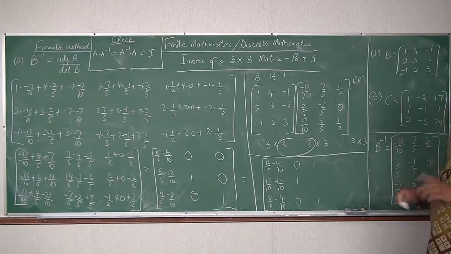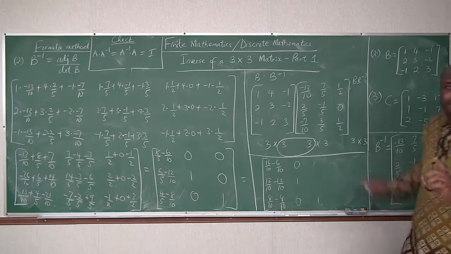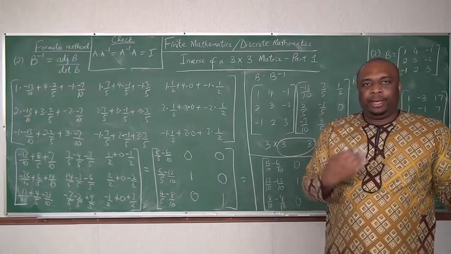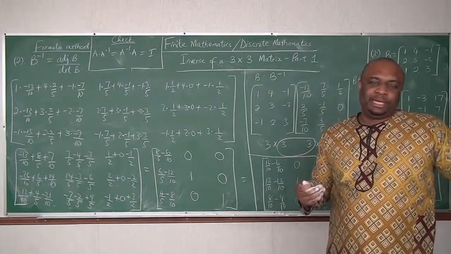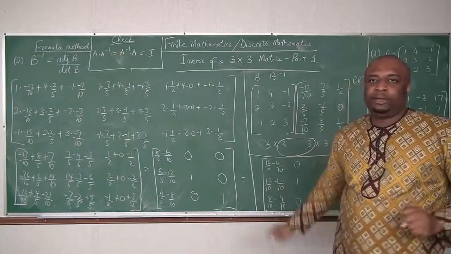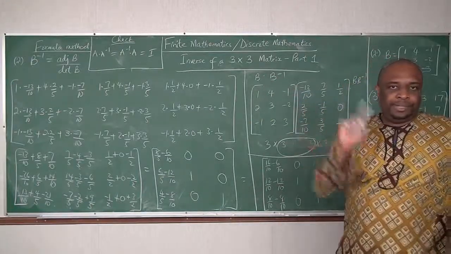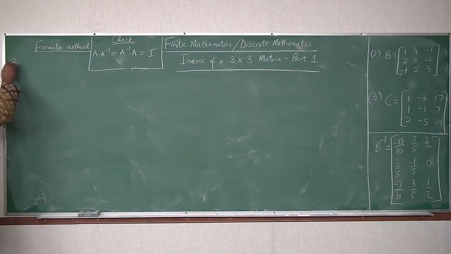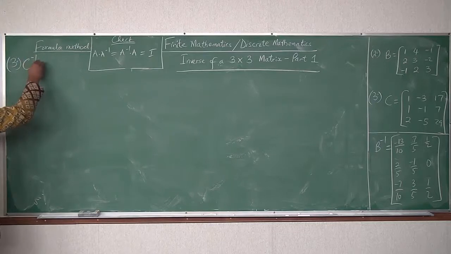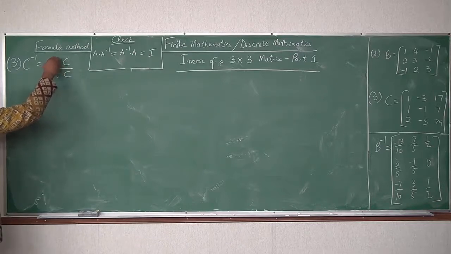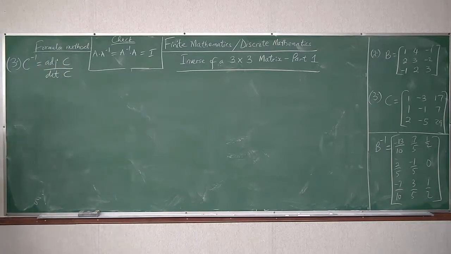All right, let's do number 3. We did not include number 4 because if you look at that video, number 4 is a 4x4 matrix. We are interested in 3x3 matrices, so we did not include number 4 from the video on determinants part 2. Number 3, we see that C inverse is equal to adjoint C over determinant C.